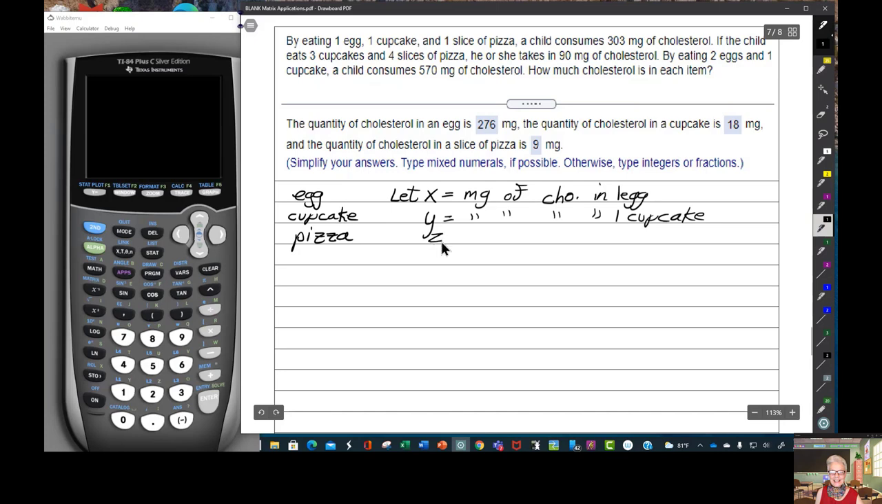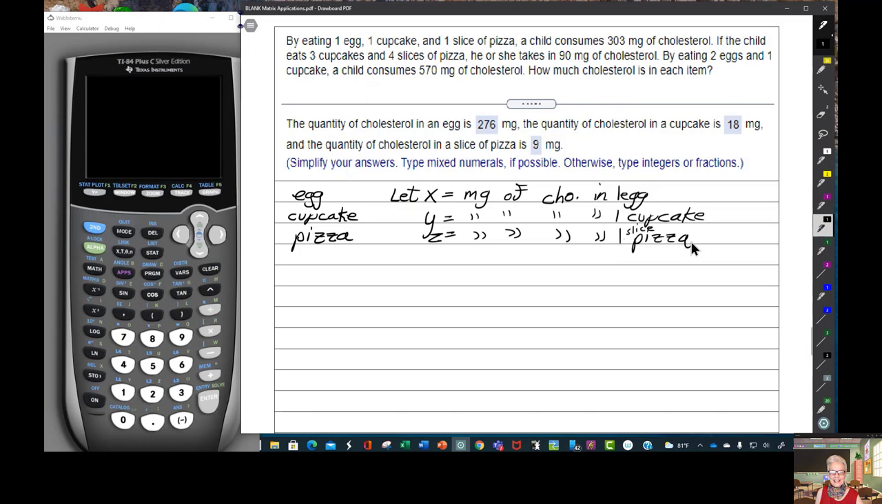And Z equal milligrams of cholesterol in a slice of pizza. Now, they should have said, like, does it have pepperoni? Does it have sausage? Is it vegetarian? But no. Okay. One slice of pizza.